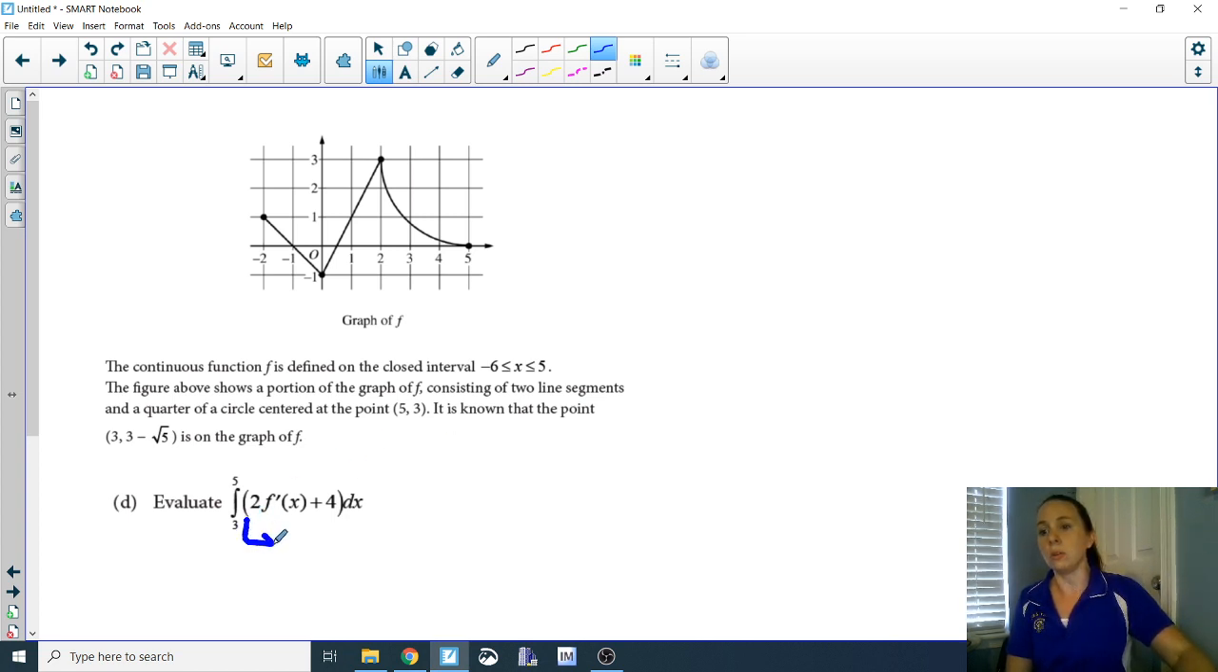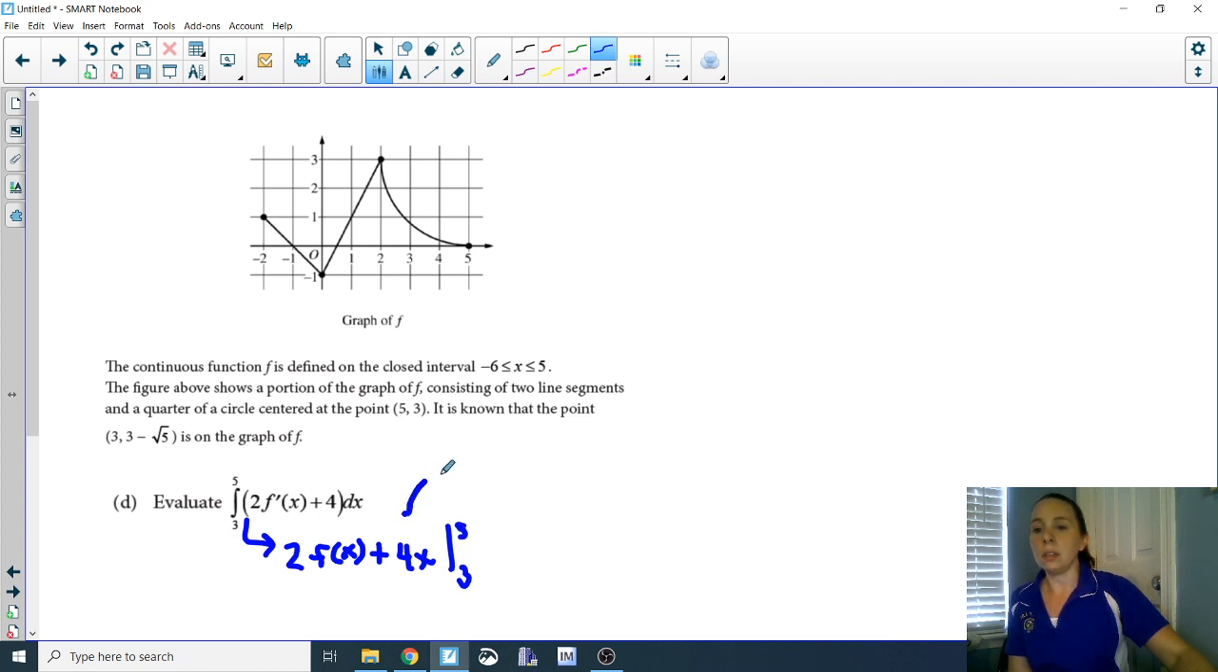There's just one little part where you're going to have to think about how to evaluate. But let's first start with something simple. The antiderivative of 2f prime of x is 2f of x, right? The antiderivative of a derivative is its function. The antiderivative of 4 is 4x. There we have it. We have the antiderivative. Now let's evaluate from 3 to 5.